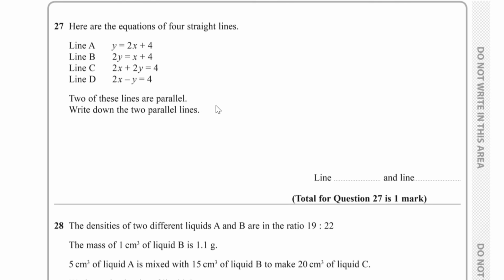Question number 27. Here are the equations of 4 straight lines. 2 of these lines are parallel and we have to write down the 2 lines which are parallel. Well, what does parallel mean? It means we need the same gradient. So if I've got y equals mx plus c, m is the gradient, so I need to rewrite each of these lines in the form y equals mx plus c. So if I take a look at A, I've got y equals 2x plus 4.